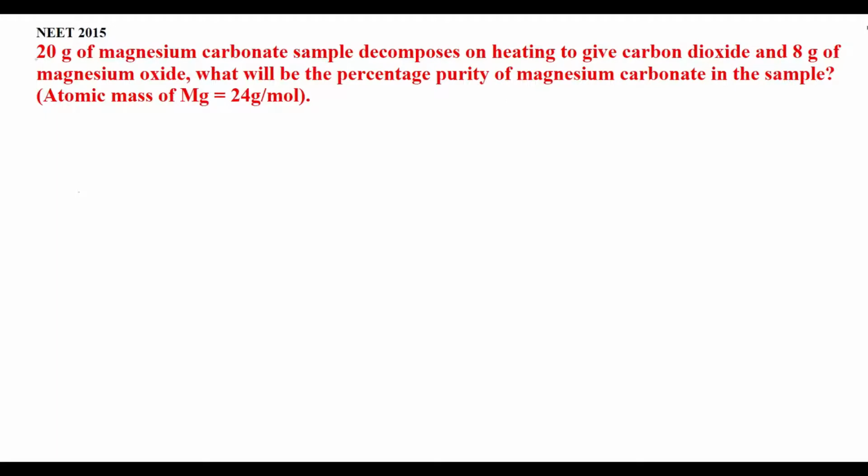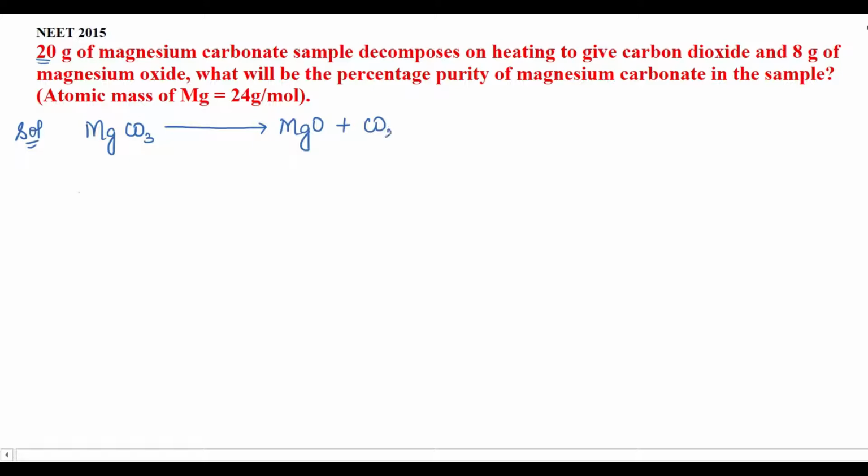Okay, you are having compound magnesium carbonate in the quantity 20 gram, right? And when it decomposes, it gives carbon dioxide and 8 gram of magnesium oxide. And they are asking what will be the percentage purity of magnesium carbonate in the sample. Okay, so first of all, we'll see the reaction when magnesium carbonate decomposes. It will give MgO plus carbon dioxide.